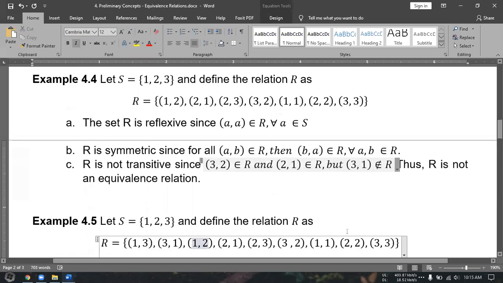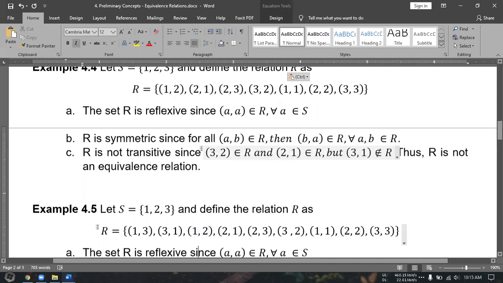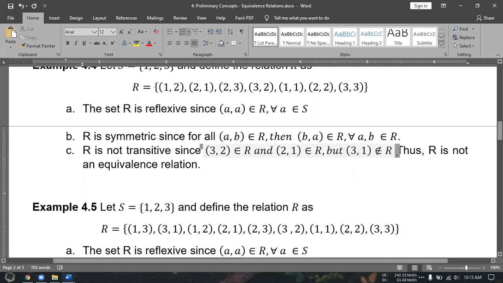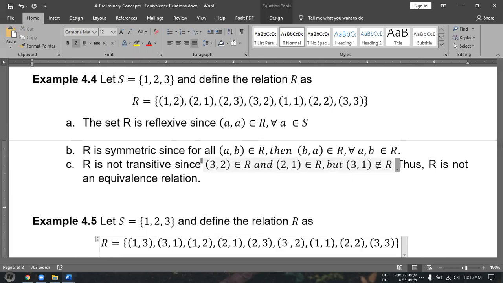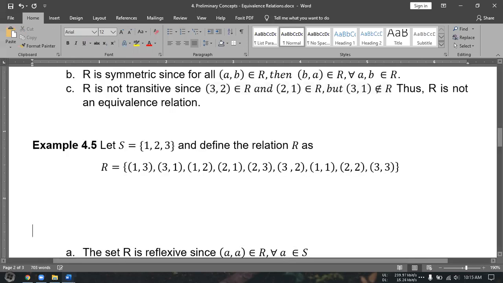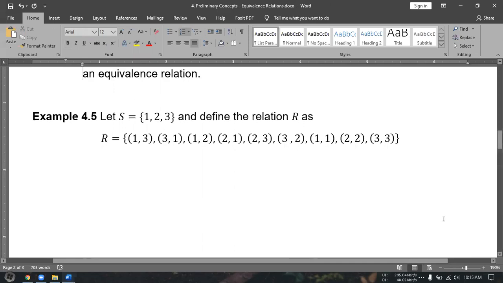Example number 5. Observe muna natin, and then later na natin isulat yung ating solution. We have R: (1,3), (3,1), (1,1), (2,2), (1,2), (2,3), (3,2), (1,1), (2,2), and (3,3).